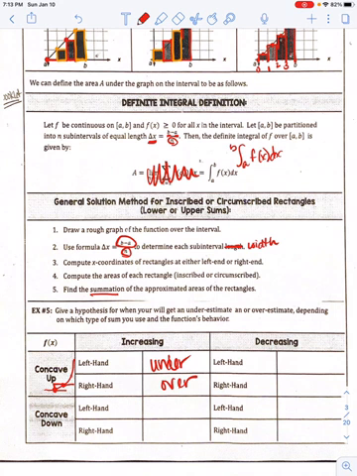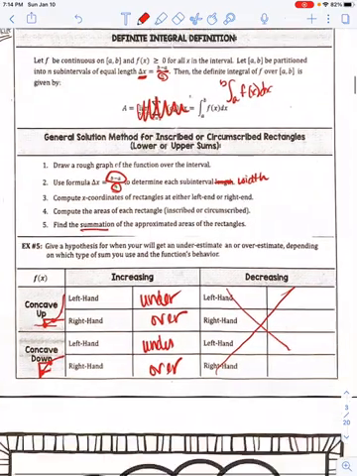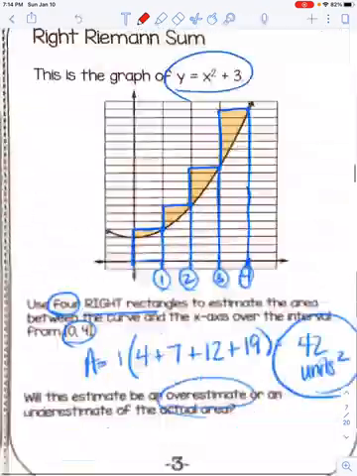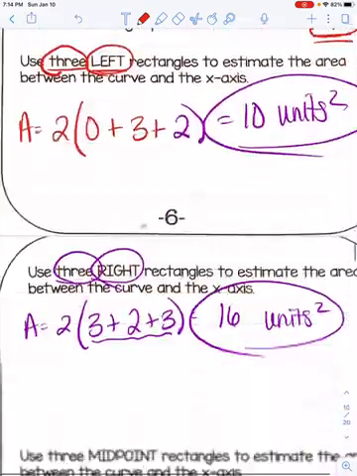And then concave down is going to be, if I did this, then left-handed, again, would be under. But between these 2 points, if I was right-handed, it would be over. And we won't worry about the decreasing part. All right.